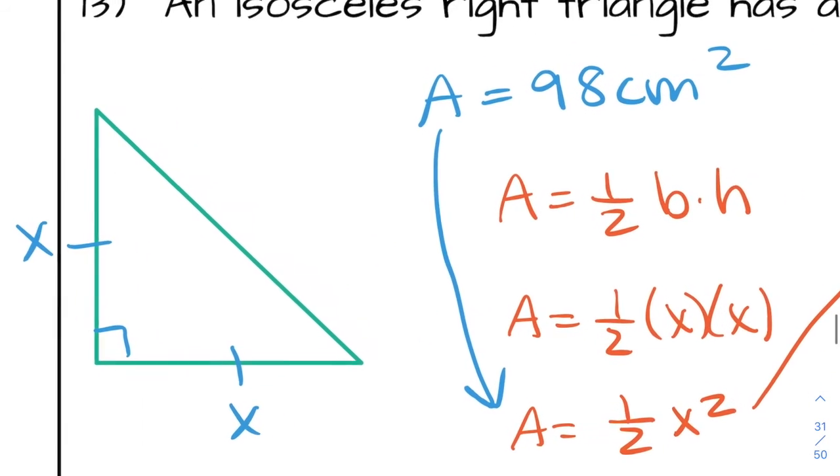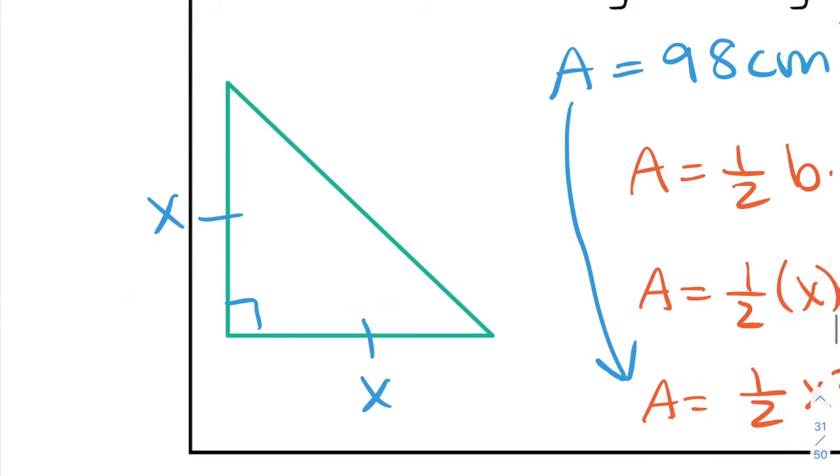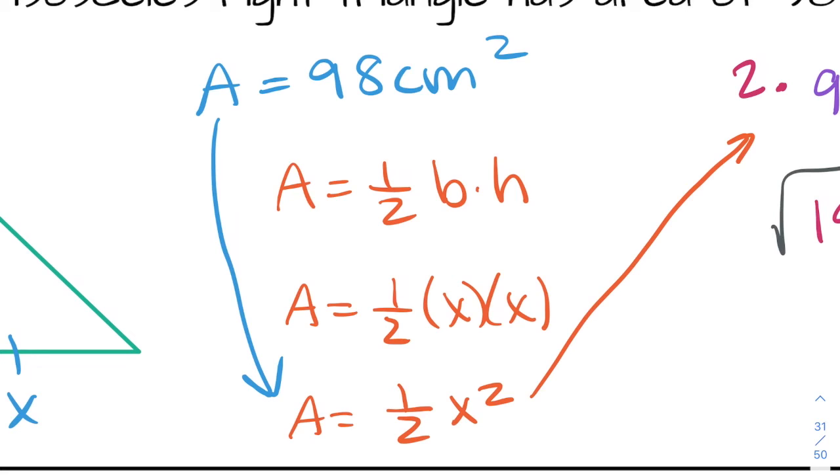Here they give you area. So I know that the area is equal to 98 centimeters squared. What I don't know is how long the sides are. What I do know is that the sides are the same length because it is isosceles. So I put a variable, and I put the same variable there for both of them, x and another x. So if area is equal to 1/2 base times height, then area is also equal to 1/2 x times x. And that means that area is equal to 1/2 x squared.